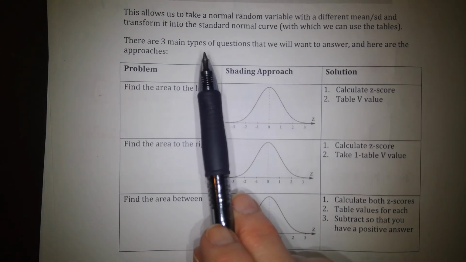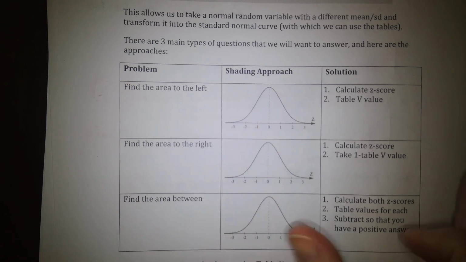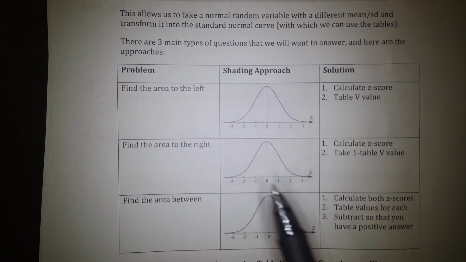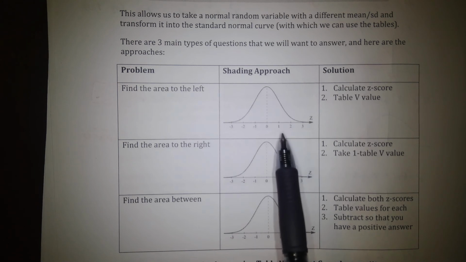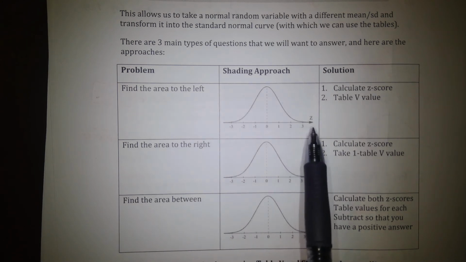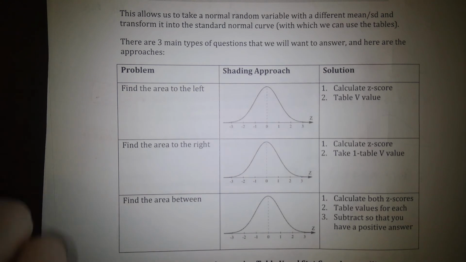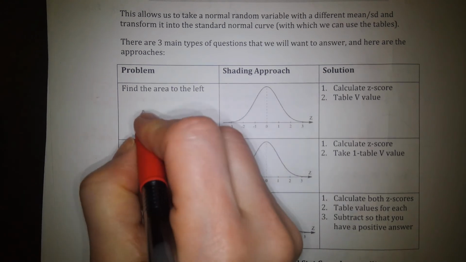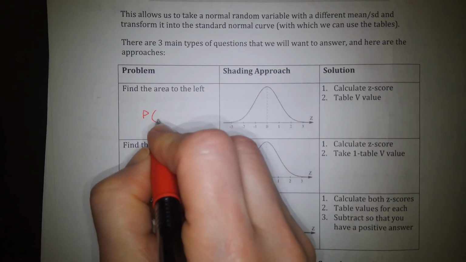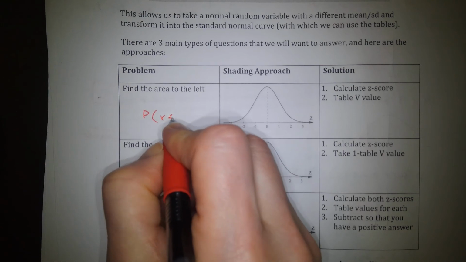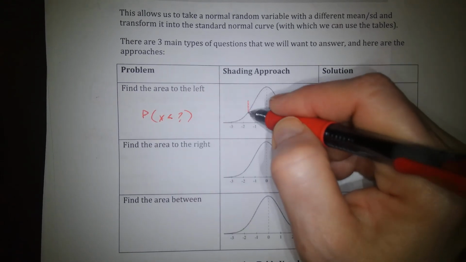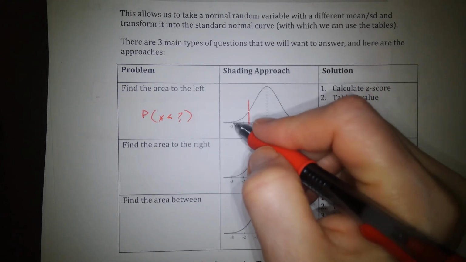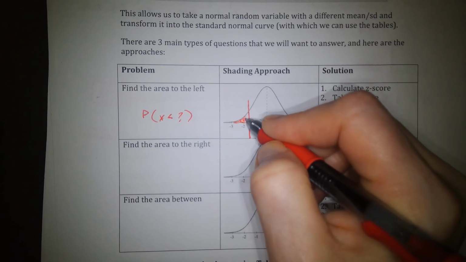So let's look at what this would look like in a curve. There are three main types of questions that we will answer. Here are the following approaches. Find the area to the left. If we're looking for the probability that x is less than some number, wherever that number is, we're looking for the area to the left of that.